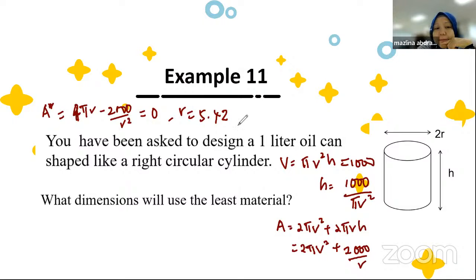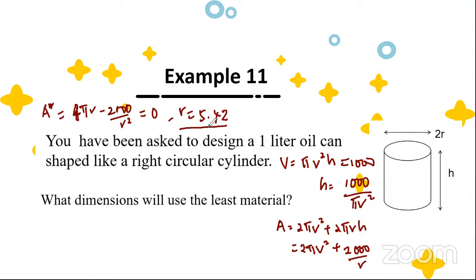One value only? Tak, maksudnya r ni satu nilai je, 5.42. Kita calculator je. And then we have to insert that back to get h. Substitute here, then your h becomes 10.84.